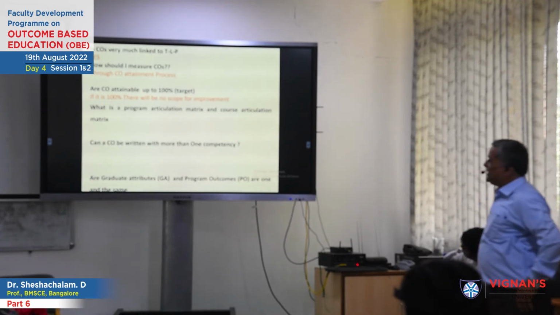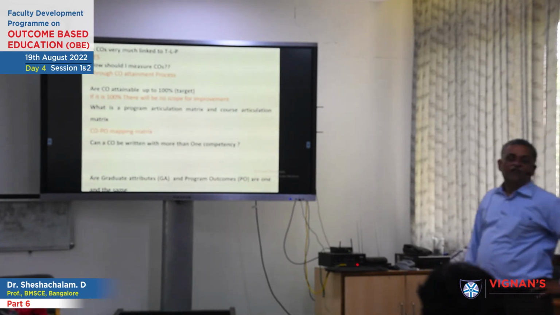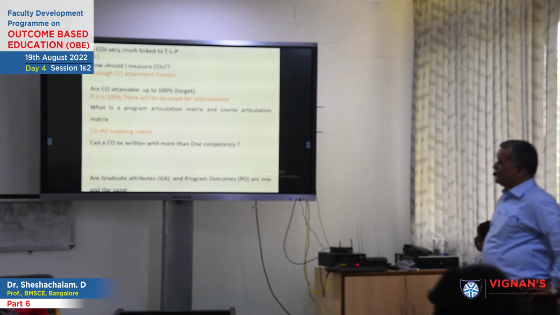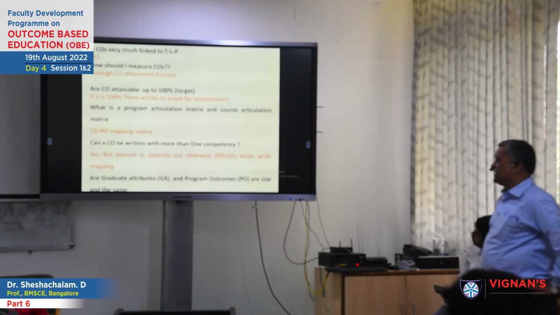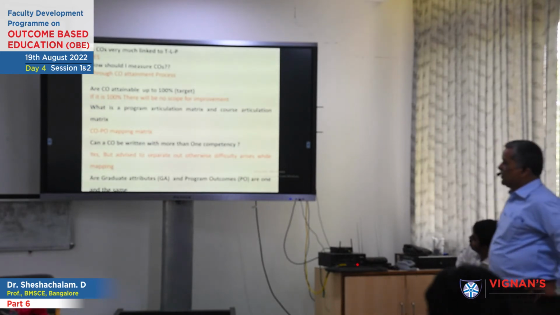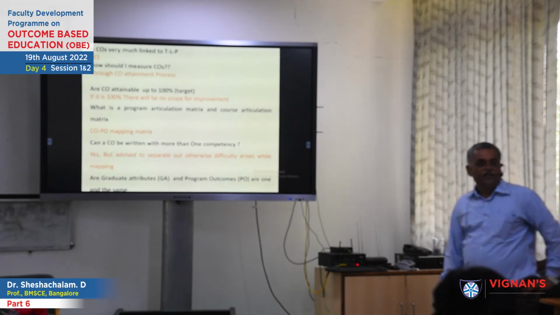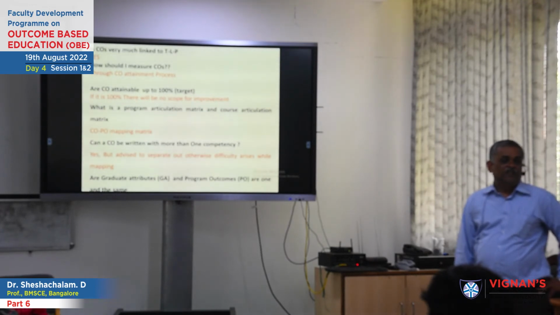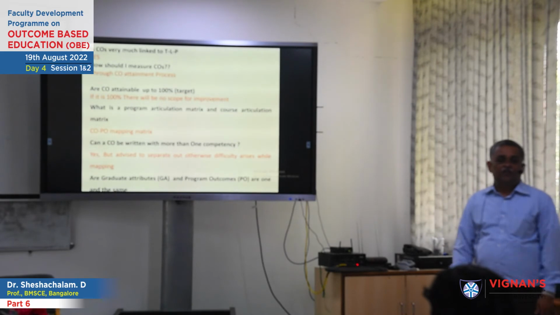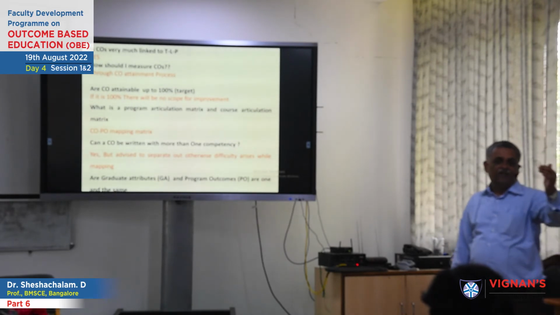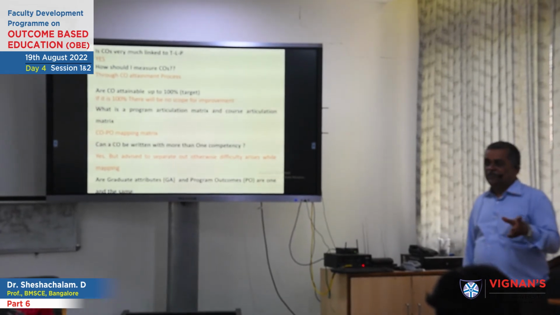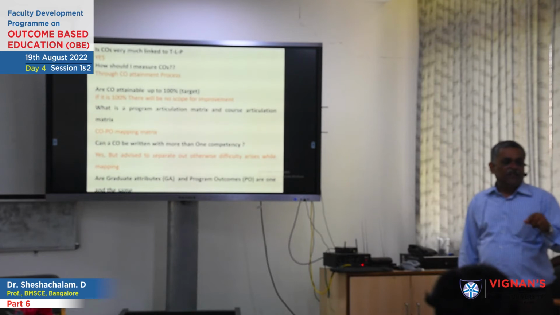What are the program articulation matrix and course articulation matrix? It's nothing but a CO-PO matrix, a mapping matrix. Can a CO be written with more than one competency? Yes, but I advise a separate outcome for each. Some people might have written a CO like "able to design and analyze". Both together, it's very difficult to separate them out. So better write that separately and this separately. Now I have made a statement that it's a nuisance; later you will have to realize it. Rather than that, avoid it.